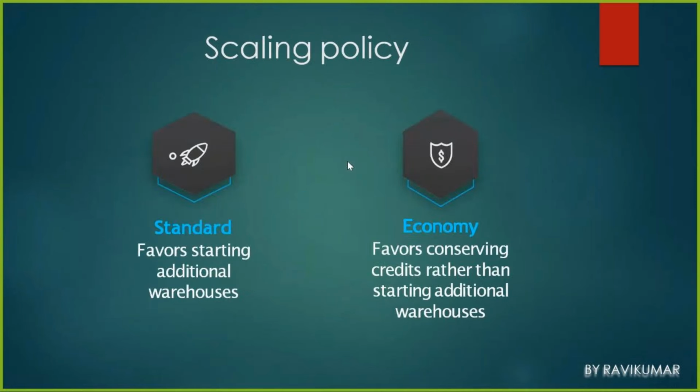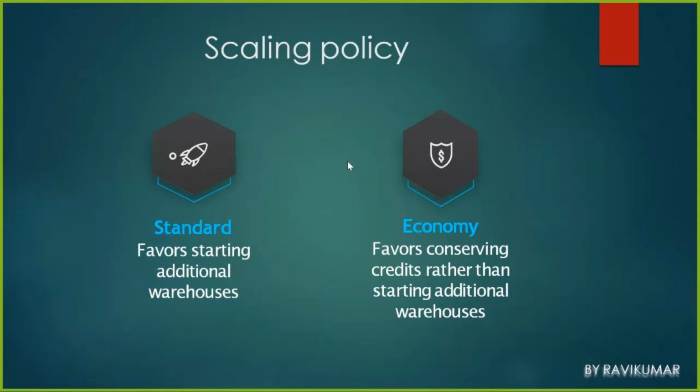Okay. There are two policies when creating a virtual warehouse: standard and economic. Standard means it favors starting additional warehouse clusters. It tries to add one more cluster to your warehouse. Within the warehouse, you can add 1 to 10 clusters. So based on your configuration, if loads are coming, immediately based on the standard policy, it will add one more cluster. It won't waste time. Immediately it will add a cluster.